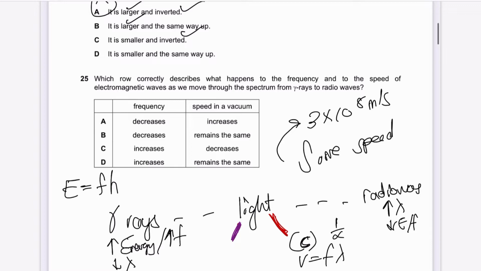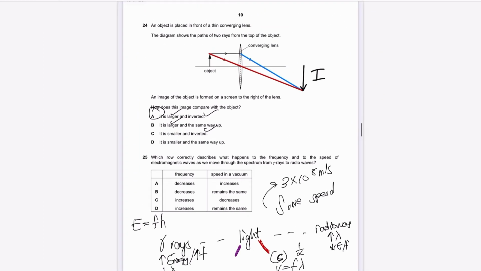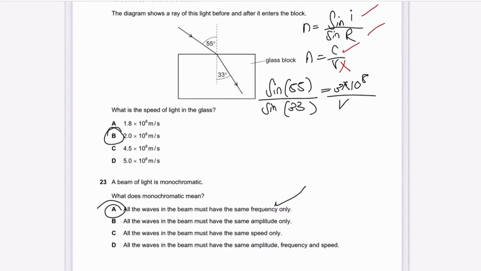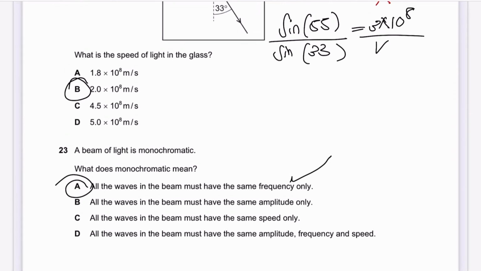So when we have monochromatic light, they all have the same frequency. Therefore, they will have the same energy and the same wavelength. Therefore, I chose A over here. If it talks about all the waves in the beam having the same speed, that's true, but every color has the same speed. Every single electromagnetic wave has the same speed. And amplitude, we don't even talk about amplitude, it doesn't really matter, because amplitude doesn't affect energy or frequency or speed or wavelength. None of these things are affected by the amplitude.